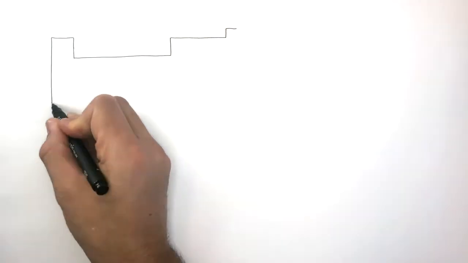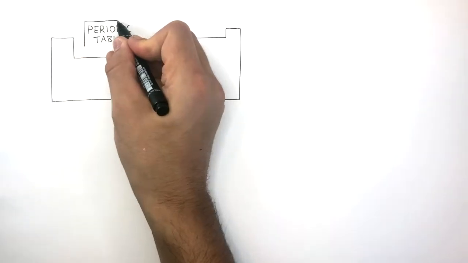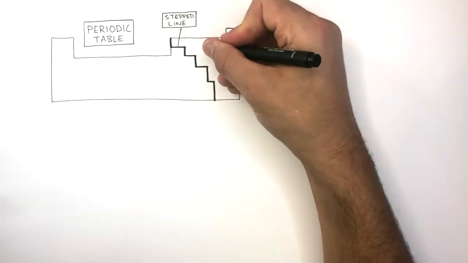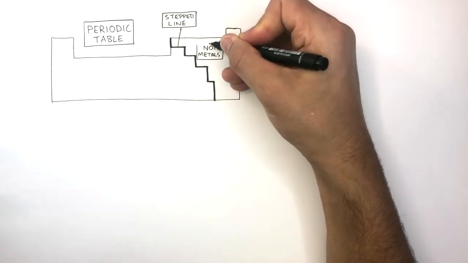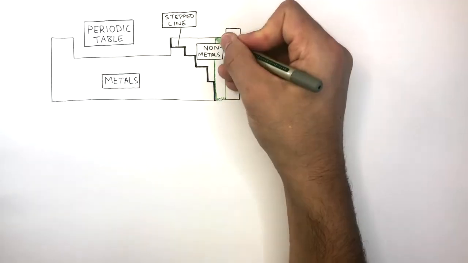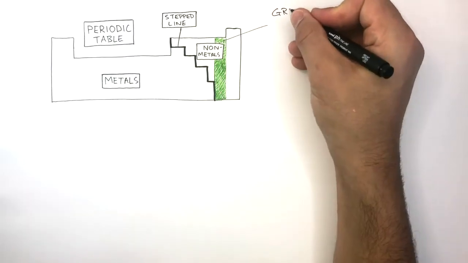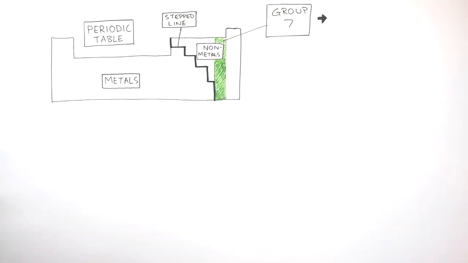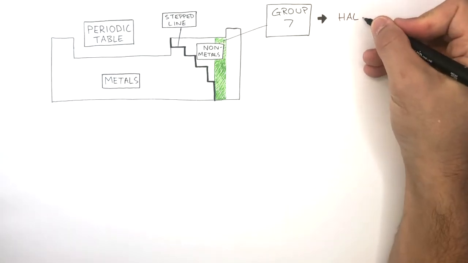Here I'm drawing a simplified periodic table. To the right of the stepped line are the nonmetals, and to the left are the metals. This section of the periodic table represents Group 7. It's found just before Group 0 to the far right of the periodic table. Group 7 are also known as the halogens.